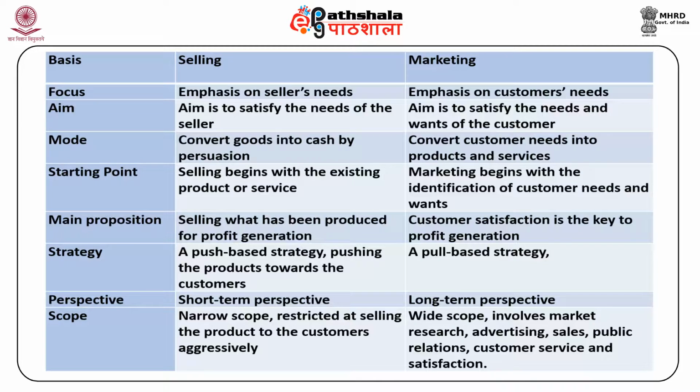the key to profit generation. In case of selling, a push based strategy is used and it is based on a short term perspective, while in case of marketing, a pull based strategy is used and the perspective is long term. The scope of selling is narrow, restricted to selling the product to customers aggressively, while on the other hand, the scope of marketing is wider, which involves market research, advertising, sales, public relations, and customer satisfaction.